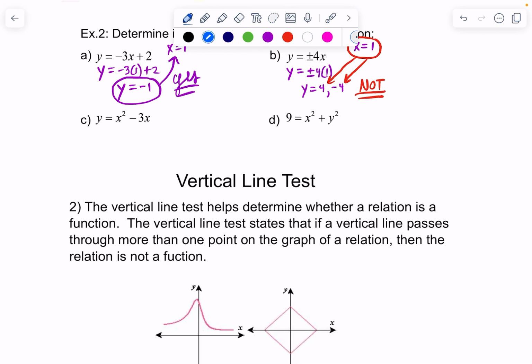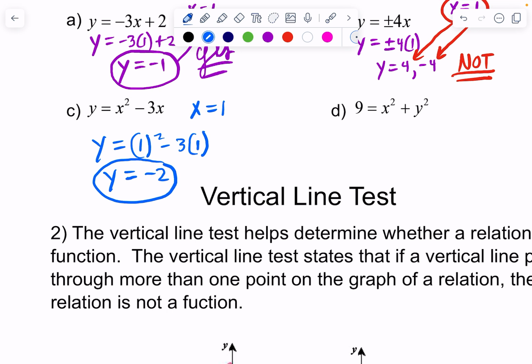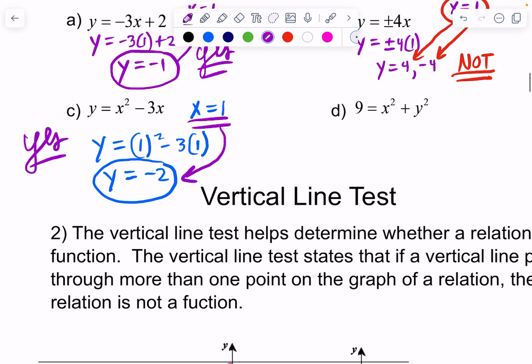For C, we're given y equals x squared minus 3x. So once again, let's follow directions. Let's choose a value of x. Let's choose an easy one, like x equals 1. Plug it in and solve for y. So I've got 1 squared minus 3 times 1. So y is going to equal 1 minus 3, which is negative 2. So let's investigate this. When x equaled 1, I got one answer for y, so yes, that is a function.